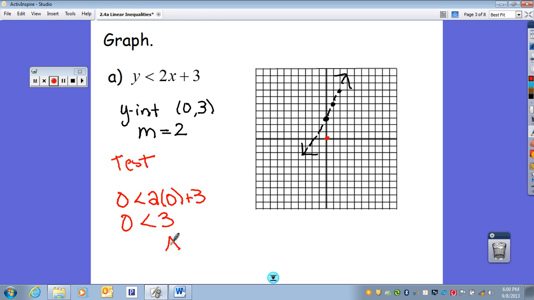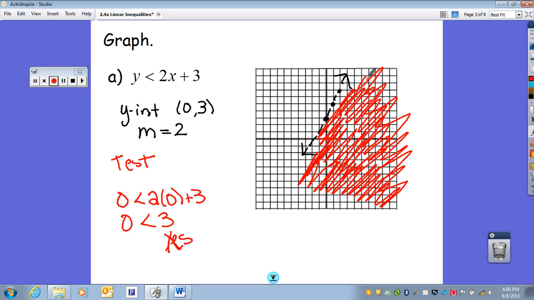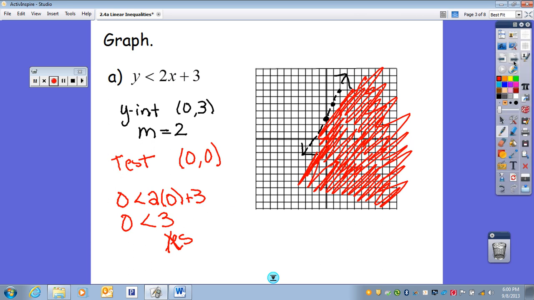So since 0 is smaller than 3, we are going to shade where that point is located, which is (0, 0). All of the points on this side of the coordinate plane will satisfy this inequality and be solutions. So we tested the point (0, 0), which is the origin, and when we plug that in, it works. 0 is smaller than 3. Let's try the next example.